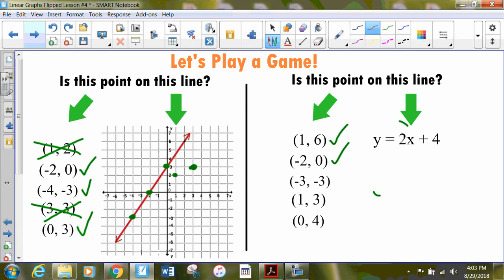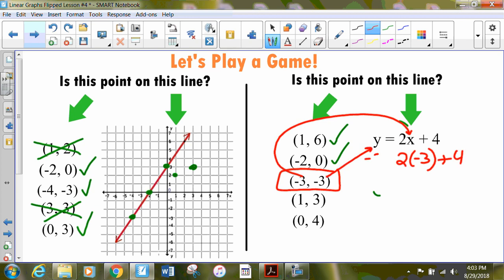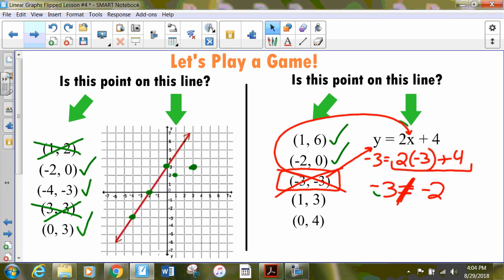All right, let's look at negative 3, negative 3. So that means since x is equal to negative 3, then when I see x, I'm going to plug in the negative 3. And then when I see y, I'm going to plug in the negative 3. And let's see if this is true. If I put this into my calculator, 2 parentheses, negative 3 parentheses, plus 4, I'm going to get negative 6 plus 4, which is negative 2. Does negative 3 equal negative 2? No, they don't. Negative 3 is not the same as negative 2. So that means this one is not on the line. Okay, so that point did not make the cut. That point is not on this line.